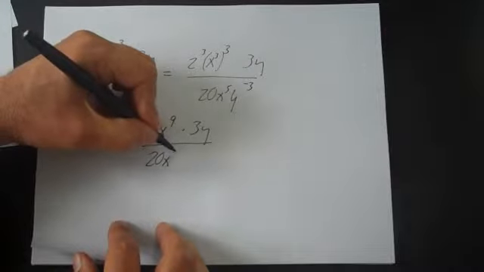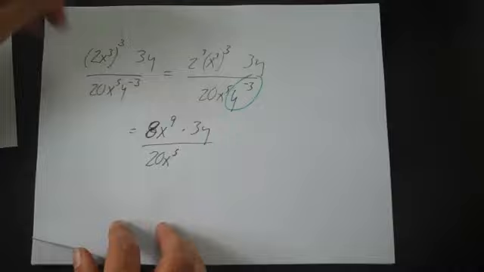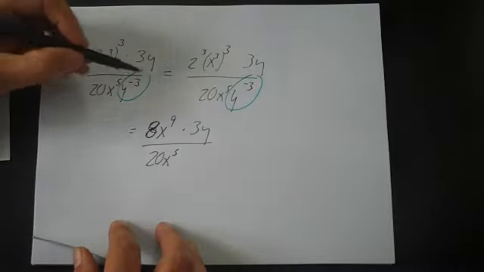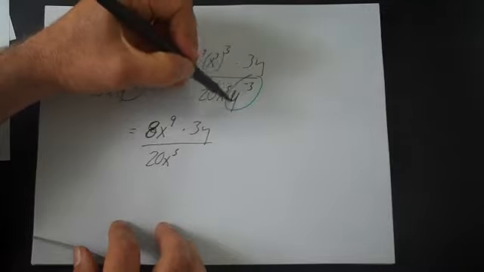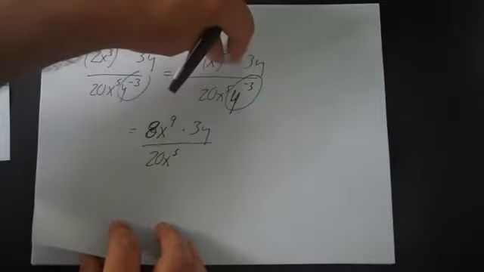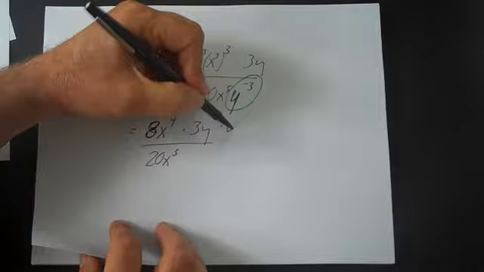over 20x to the 5th. Now at this point, it doesn't necessarily matter when you do this. I would probably do it at the very first step of the problem. But you have y raised to the power of negative 3. So I'd clear the negative exponent. The way you clear the negative exponent is if it's in the numerator, you put it in the denominator, and if it's in the denominator, put it in the numerator. So you put that y to the third up there.